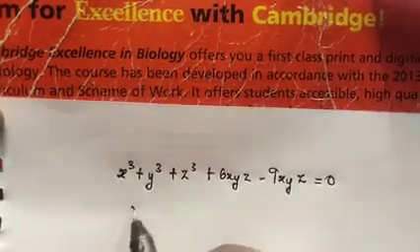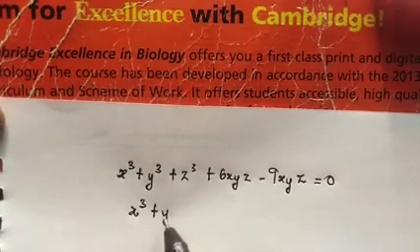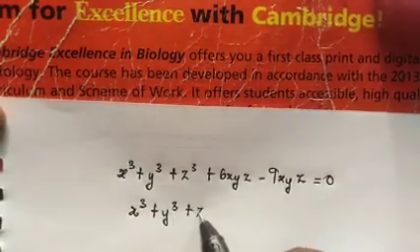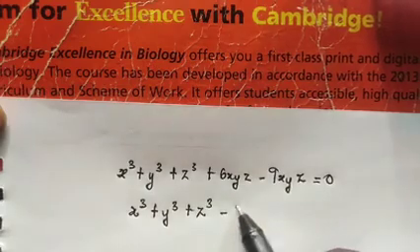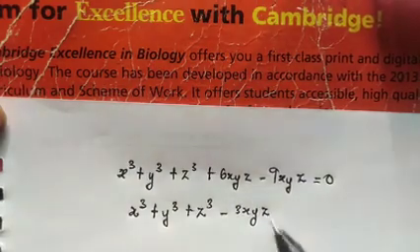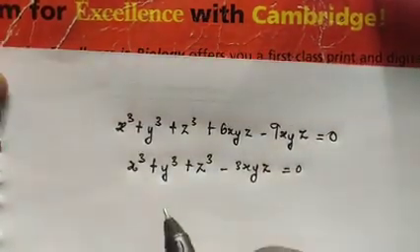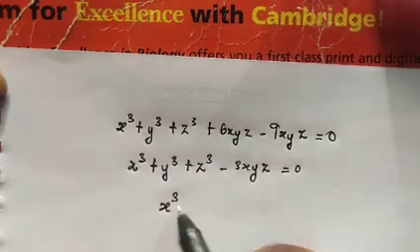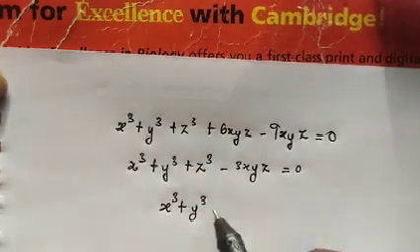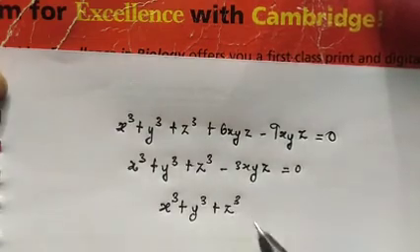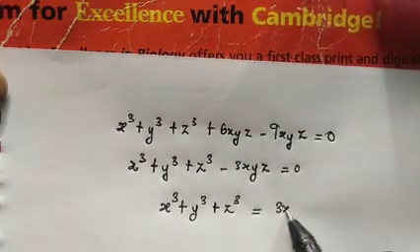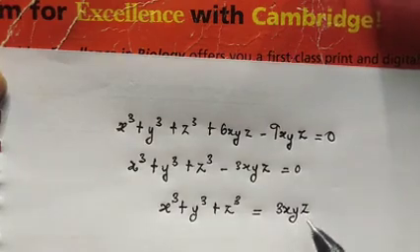So from here we get x cubed plus y cubed plus z cubed and then minus 3xyz. This is equal to 0. So add 3xyz to both sides, we get x cubed plus y cubed plus z cubed is equal to 3xyz. Nice.